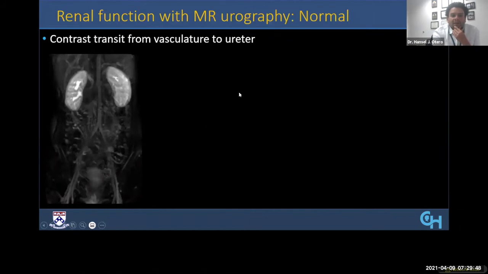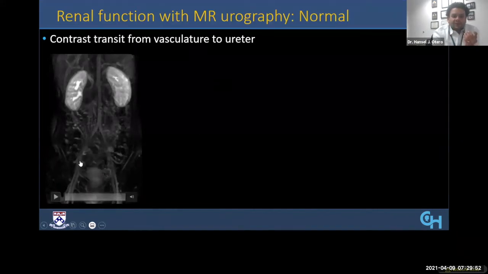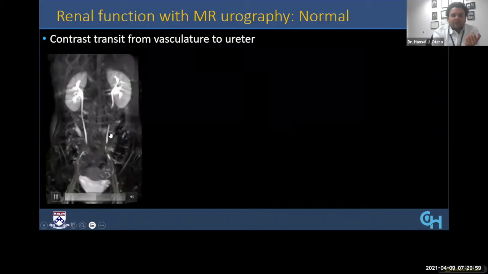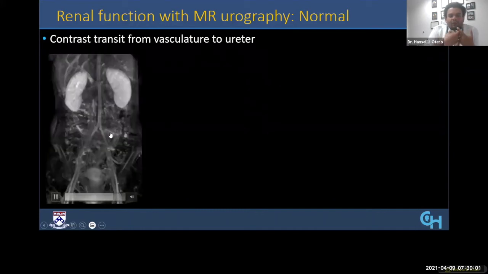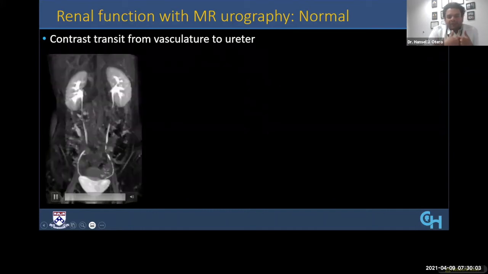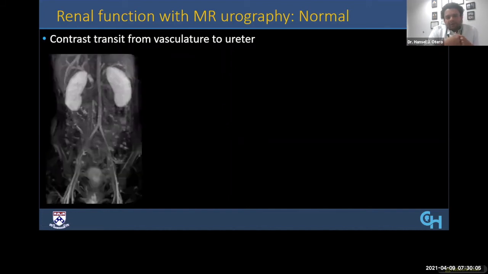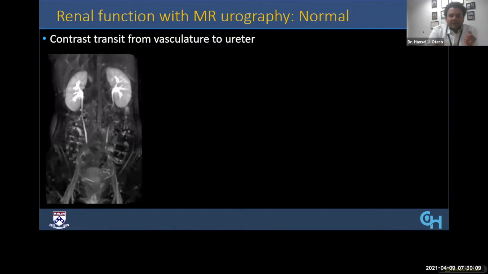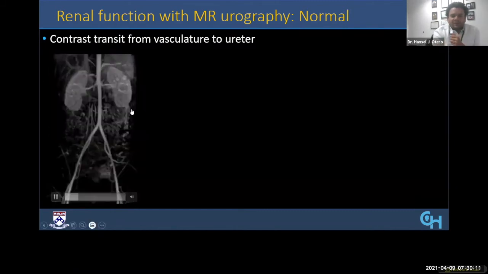The alternative to nuclear medicine is MR urography. This is how normal looks like. We're going to give contrast, but we're going to give the Lasix before the patient gets into the magnet. So the contrast goes straight through the kidneys and into the collecting system and the bladder. And if it's normal, it looks like this.